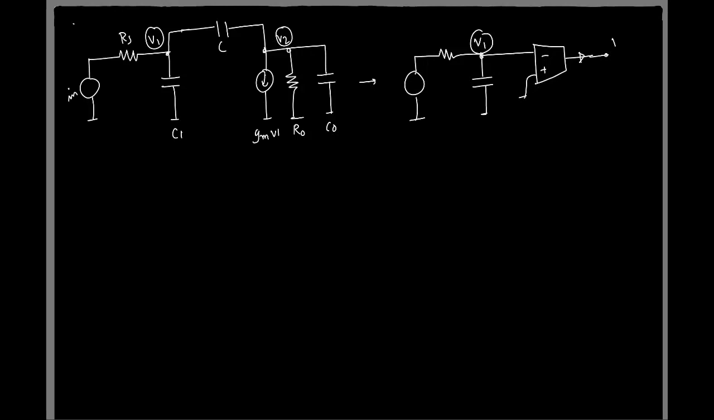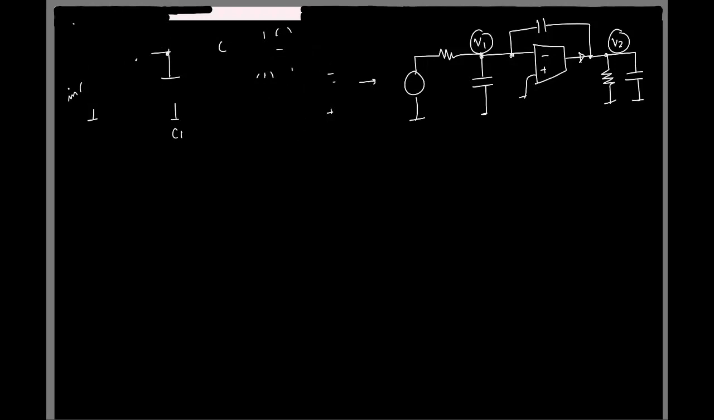This is the node V2. At V2 I have this. Between V1 and V2 I have this. Okay. Oops. So let me take this guy out and use the other circuit.